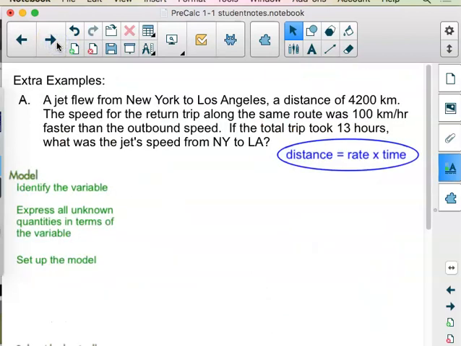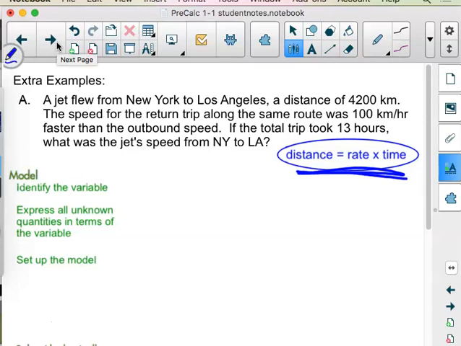Extra examples. We've got a jet. A jet flew from New York to Los Angeles, a distance of 4,200 kilometers. The speed for the return trip along the same route was 100 kilometers per hour faster than the outbound speed. If the total trip took 13 hours, what was the jet's speed from New York to LA? Now, we've got a little reminder over here in the blue. Distance equals rate times time.